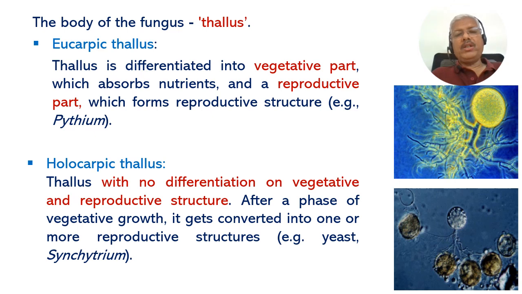The body of the fungus is called the thallus. There are two types of thalli in fungi. One is Eucarpic thallus and another one is Holocarpic thallus. In Eucarpic thallus, the thallus is differentiated into the vegetative part, which absorbs nutrients, and the reproductive part, which forms the reproductive structures. In Holocarpic thallus, the thallus does not show any such differentiation into vegetative and reproductive structures. After a phase of vegetative growth, it gets converted into one or more reproductive structures.